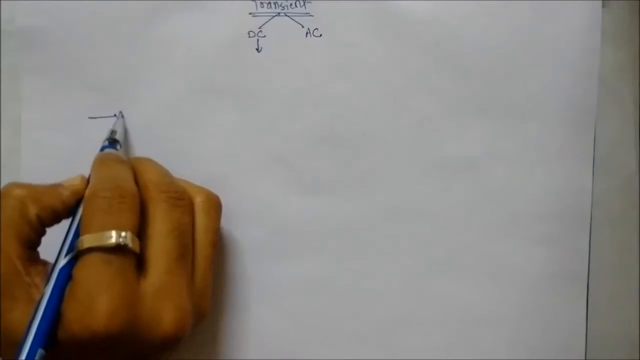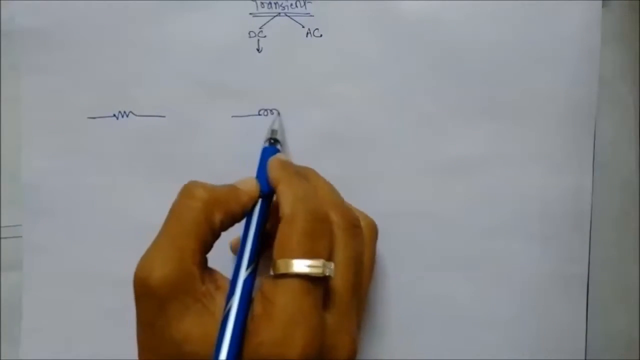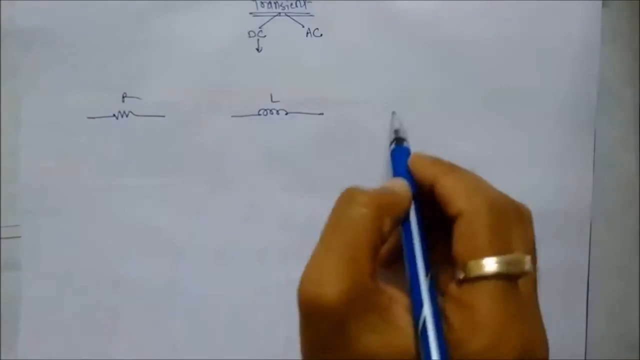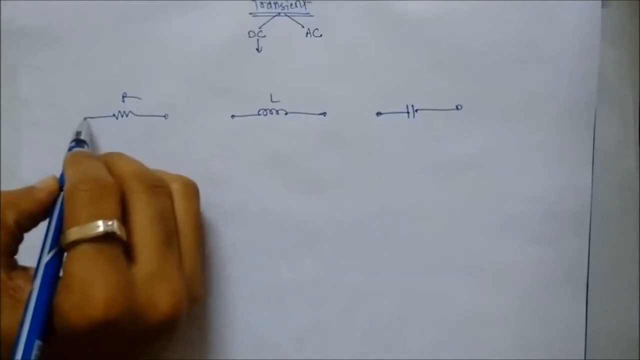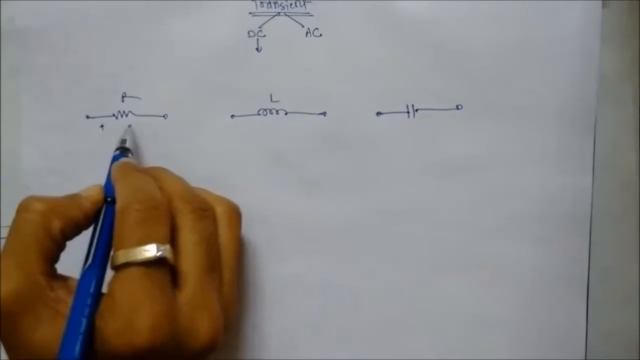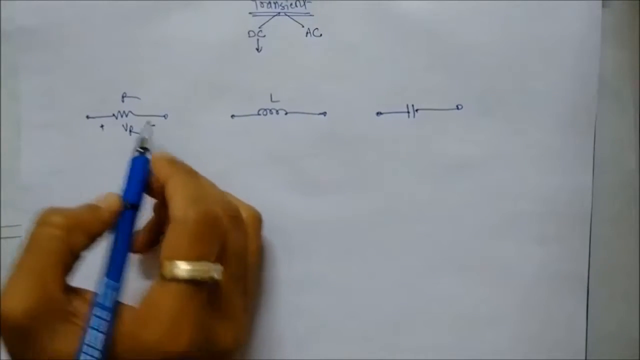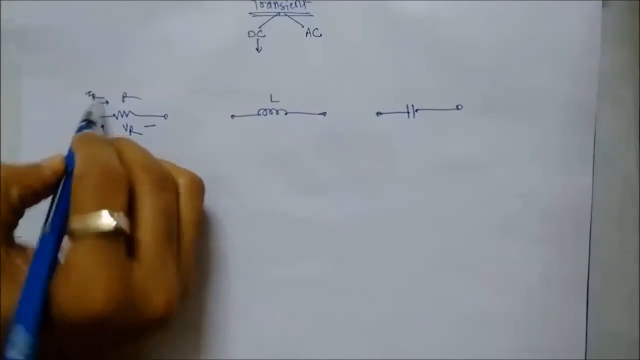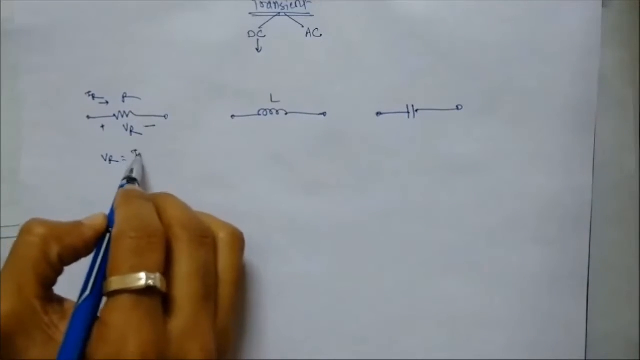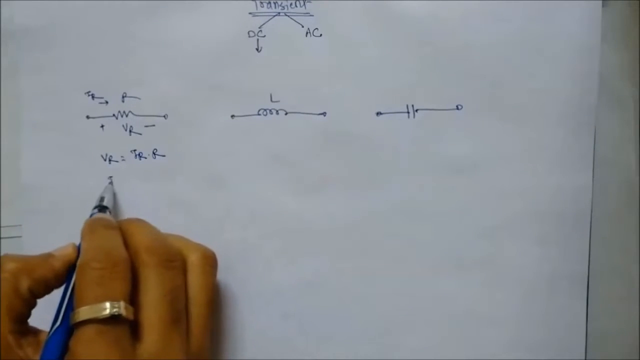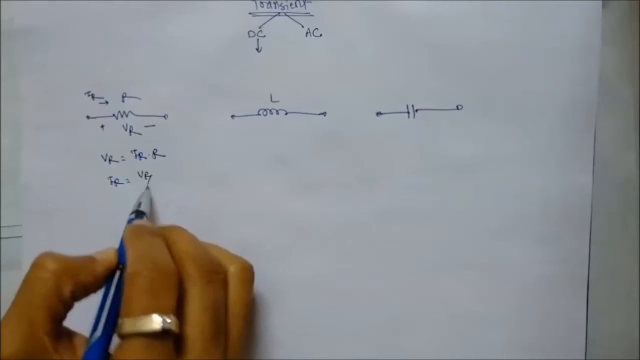Consider the basic elements of network theory, that is R, L and C, that is resistor, inductor and capacitor. Consider the case of resistor first. Let's say VR is the voltage across the resistor and IR is the current passing through the resistor. Then using Ohm's law, VR is equal to IR multiplied by R. So IR is equal to VR upon R.